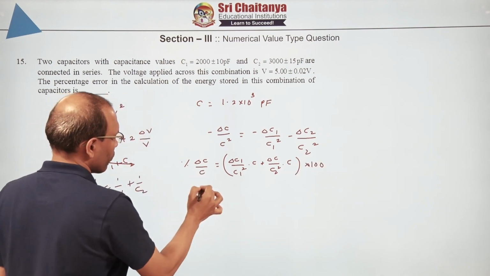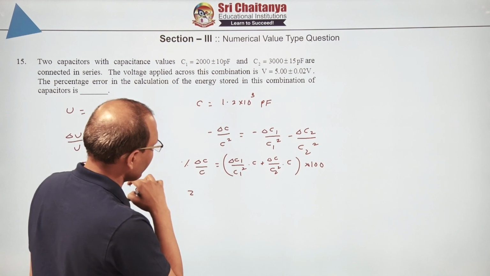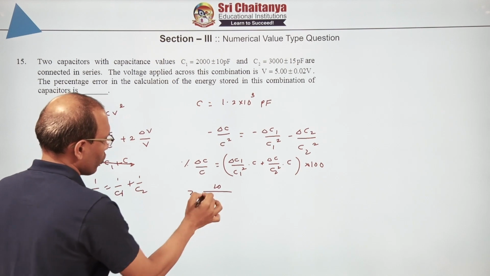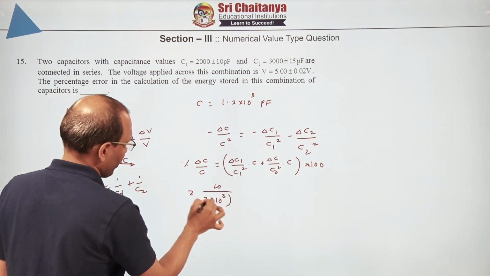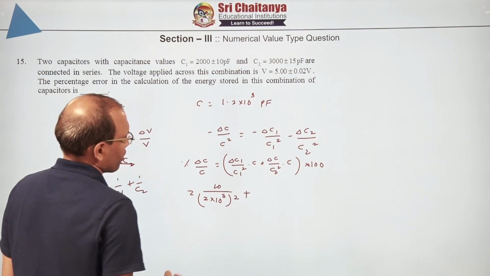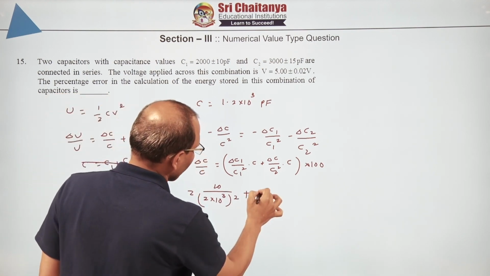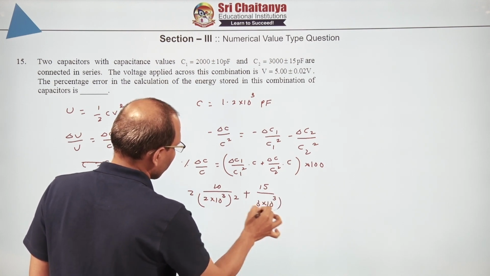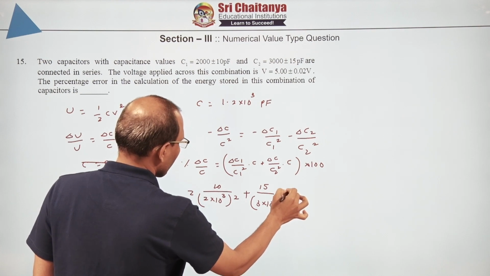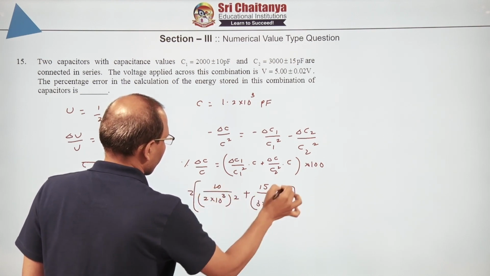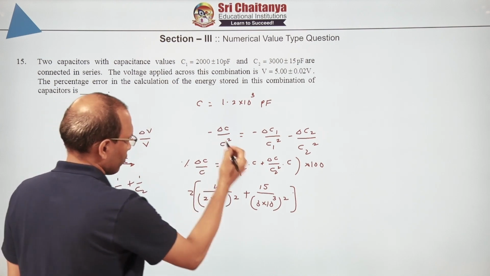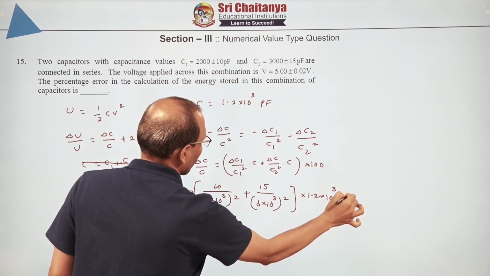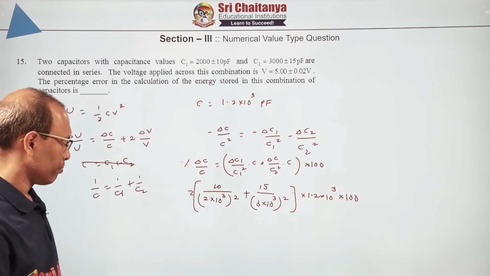Okay. So now simplify this and check quickly. Delta C1 value is 10 by C1 square, 2 into 10 power 3 whole square, plus delta C2 value is 15 by 3 into 10 power 3 whole square, into C. What is the value of C here? 1.2 into 10 power 3. Now percentage, I want to put, I am putting 100 value also in this.